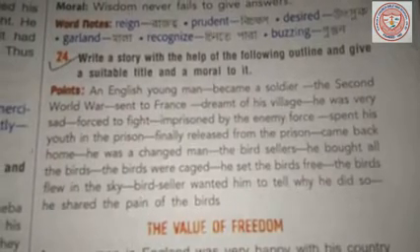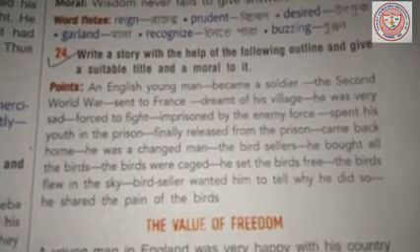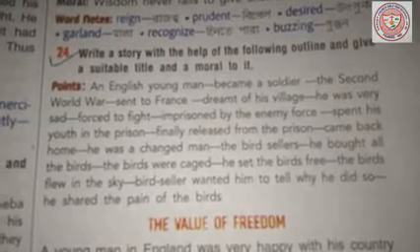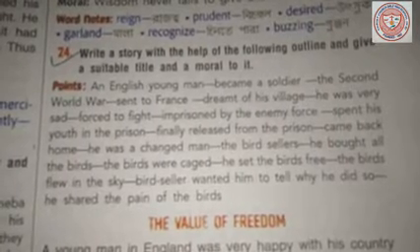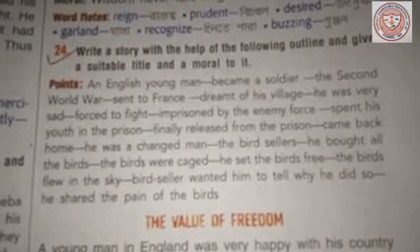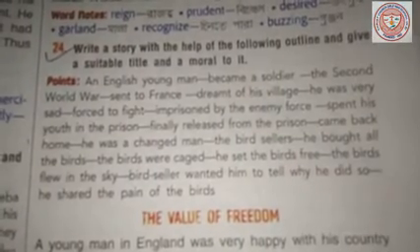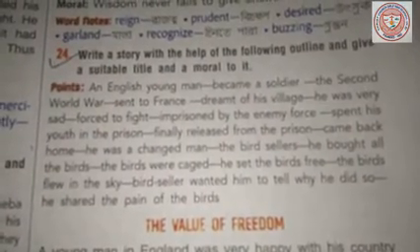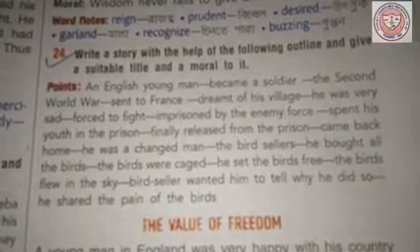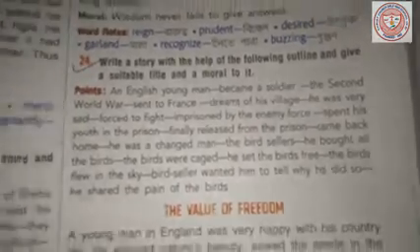The bird sellers, he bought all the birds. The birds were caged. He set the birds free. The birds flew in the sky. Bird seller wanted him to tell why he did so. He shared the pain of the birds. So I hope that with these points you have been able to frame a story in your mind already. But still, let us find out how to write it. Okay?